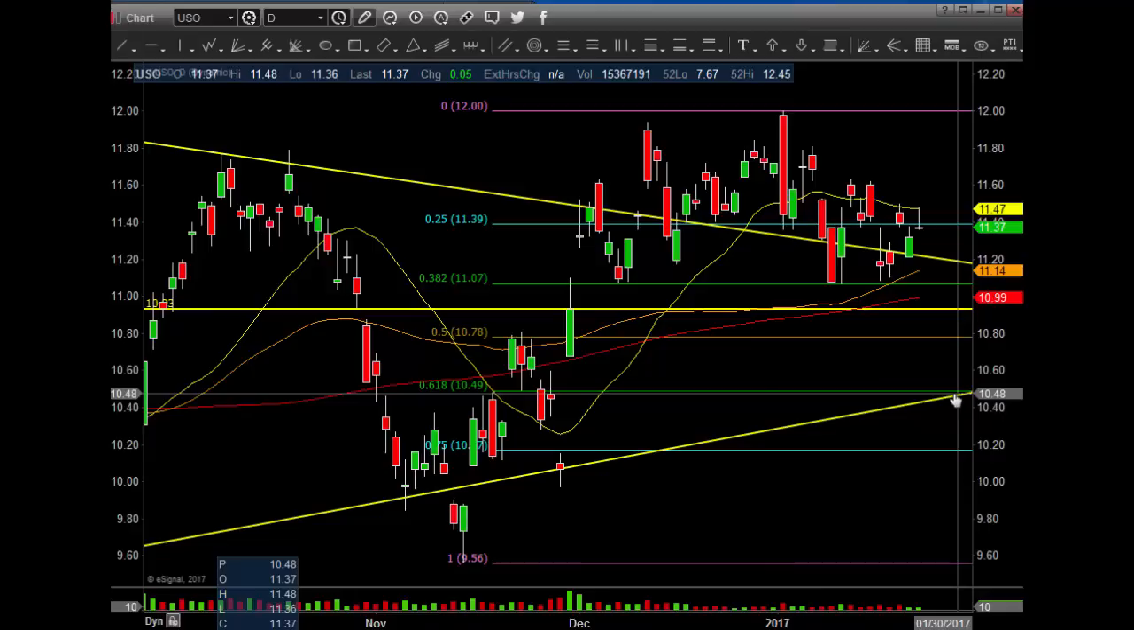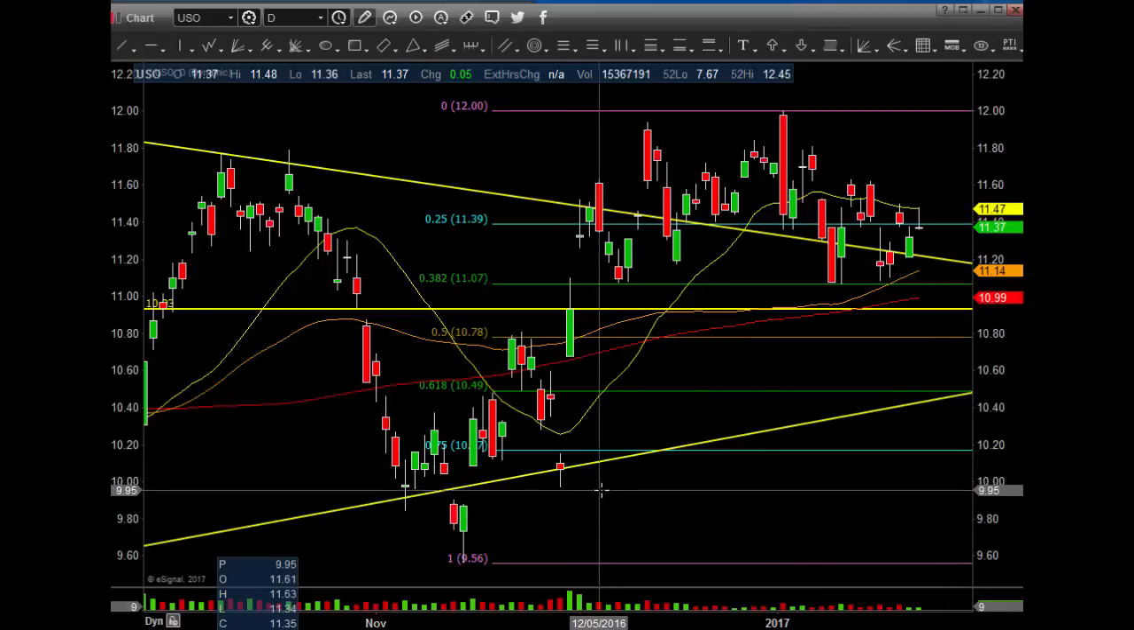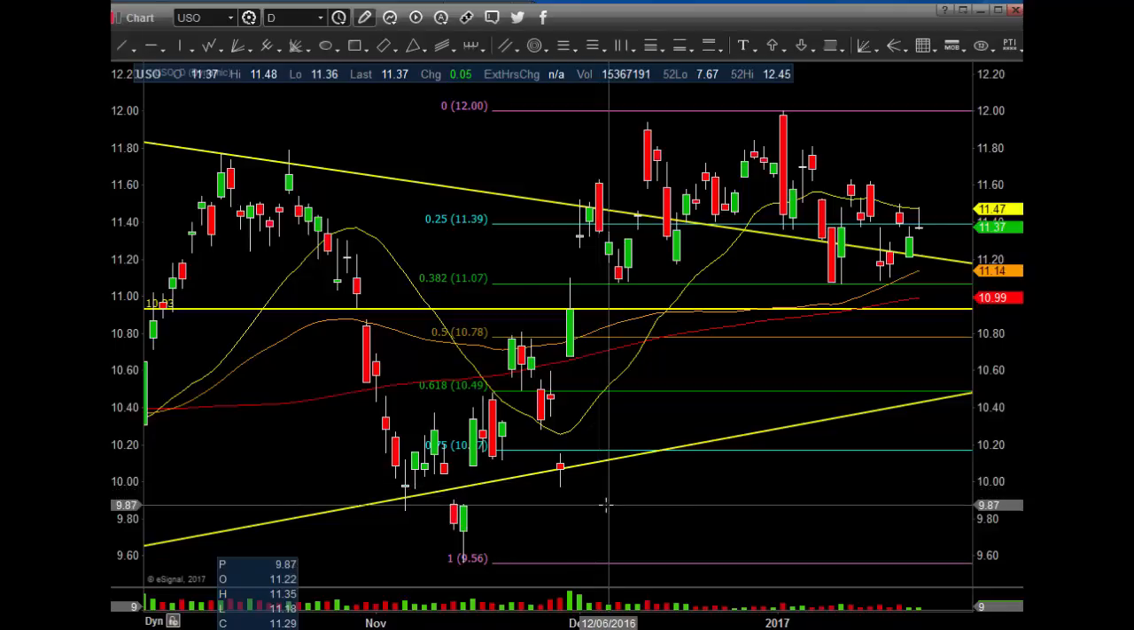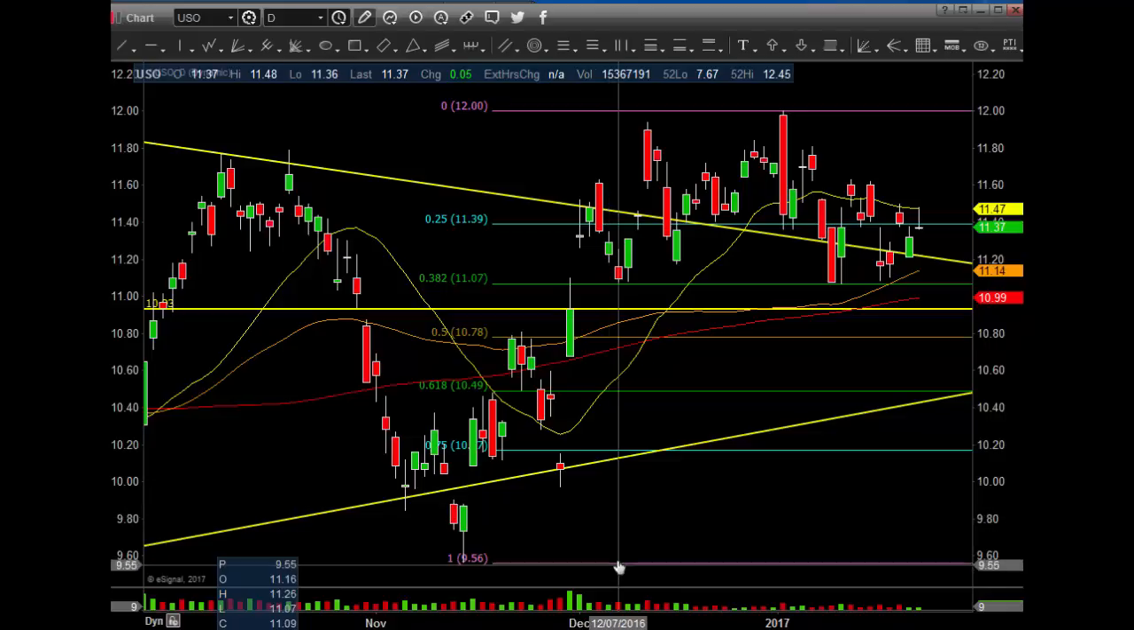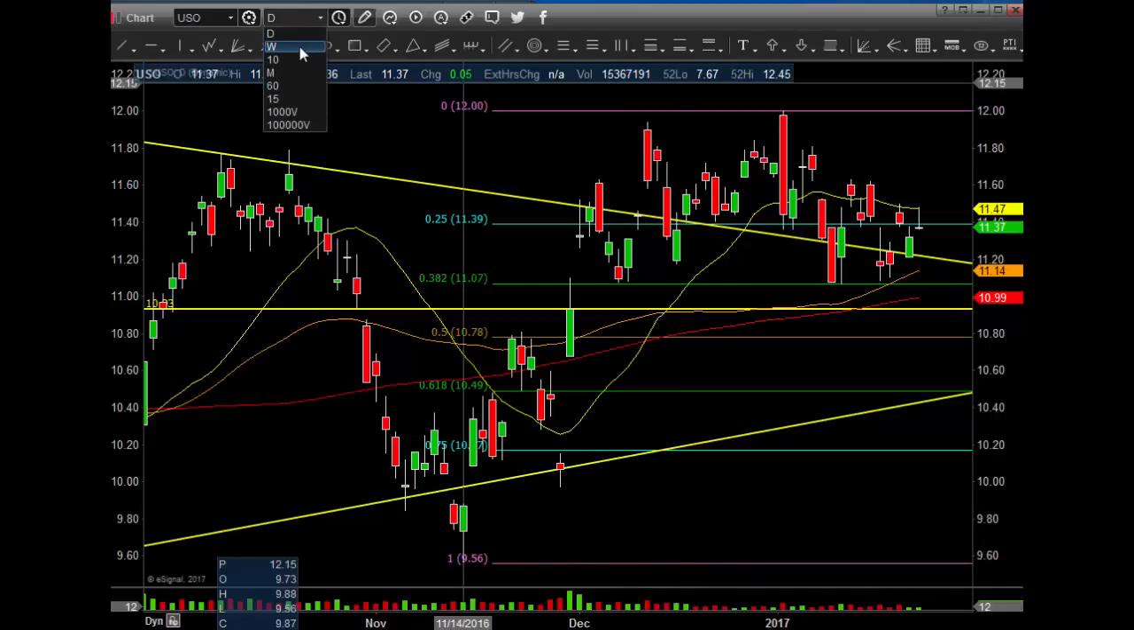But ultimately, this trend line here around 10.50, then you have a gap fill. I like this $10 area right here. You have this, and then you have the gap fill a little bit lower at 9.87. There you might get a bounce, and if it really starts to rumble, this is the USO, we go back into the 9.56 area. Let's go to the weekly.